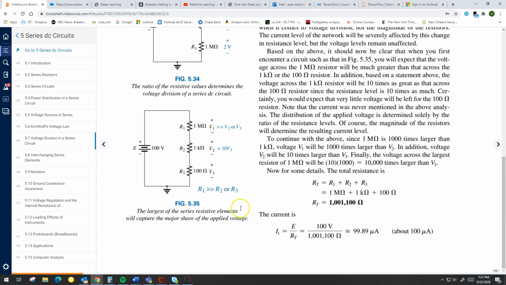Okay. So make sure you understand this relationship here, just to know how this very large resistance will produce a much greater voltage than V2 or V3. But since in comparison R2 is much greater than R3, V2 will be greater than V3. Okay.